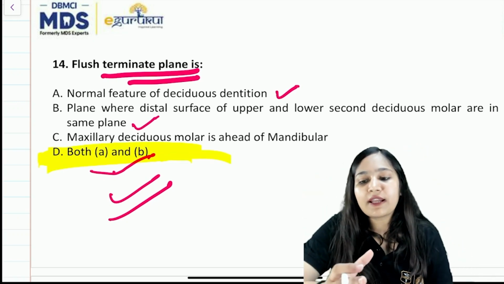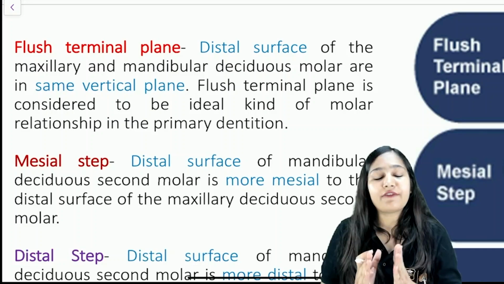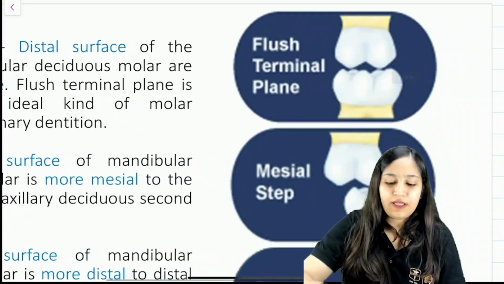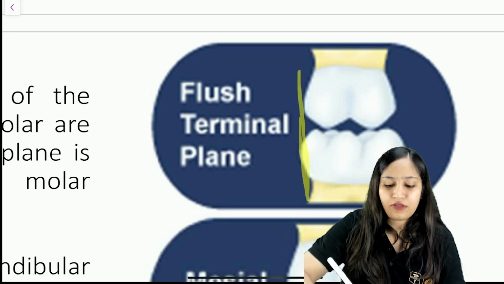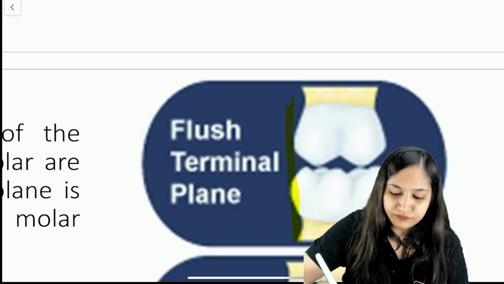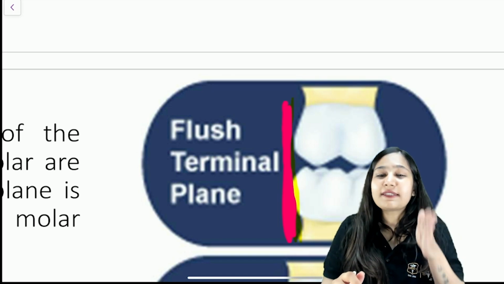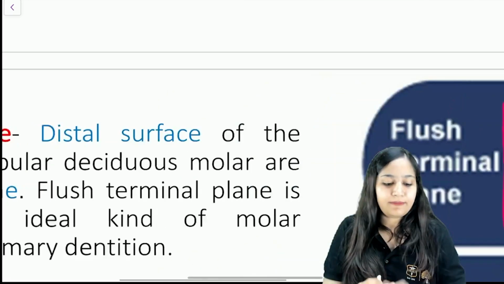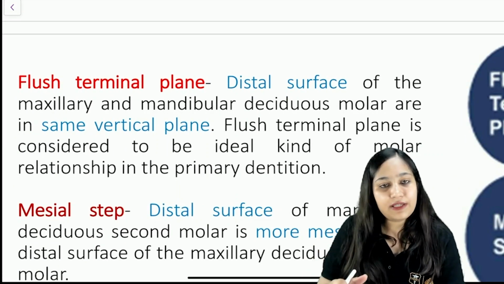So you should know what flush terminal plane is. What is flush terminal plane? It is mainly the relation between the distal surfaces of the deciduous maxillary and mandibular second molars. Here we can see the second molar tooth, maxillary and mandibular. They are within the same line. Here you can easily appreciate that it is within the same vertical plane. So the distal surfaces of the maxillary and mandibular second molars lie within the same vertical plane. It is an ideal relationship in case of primary dentition.